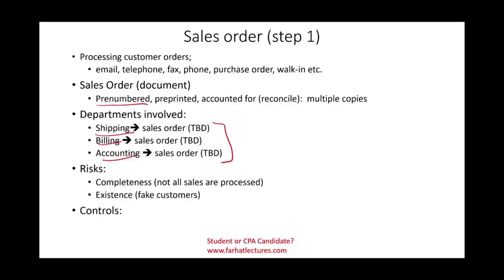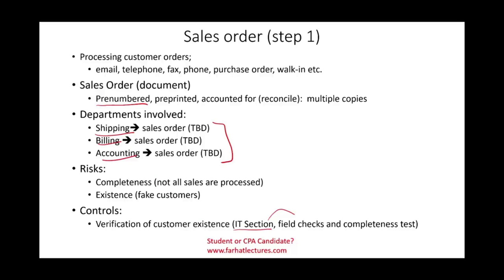The controls are verification of customer existence. We want to make sure, for example, the customer submits some document for verification. In the IT section, we'll talk about more controls such as field checks. For example, when the customer completes an order, we want to make sure we have all the information. The transaction doesn't go through until all the boxes are complete and the appropriate characters are included. And this helps with the completeness test.